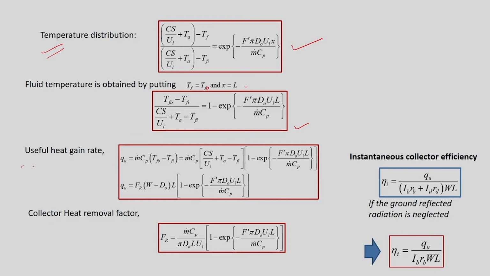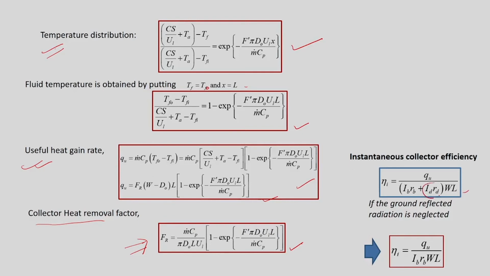Now we can calculate the useful heat gain rate, and it is found to be something like this. We can also define the collector heat removal factor, which is expressed by this expression. Once we know this, we can calculate the instantaneous efficiency of the collector. This instantaneous efficiency is expressed as QU divided by IB into RB plus ID into RD, times W into L.